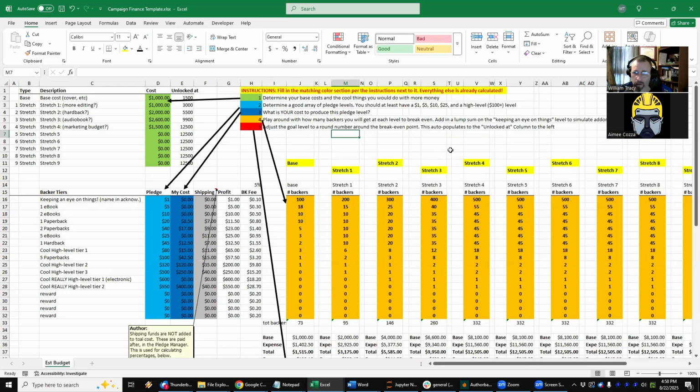All right. Hope that helped, and best of luck with your crowdfunding endeavors. Use this, please, and this will help you not promise more than you could deliver on your crowdfunding campaigns. All right, that's it for now.